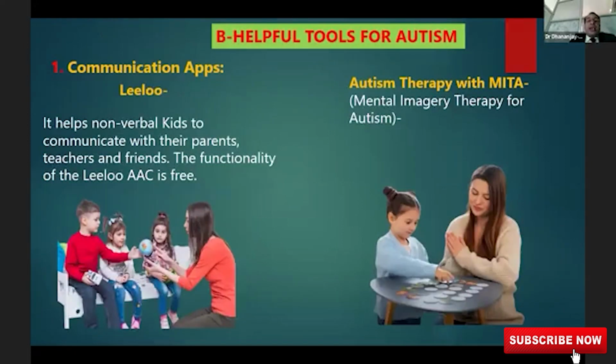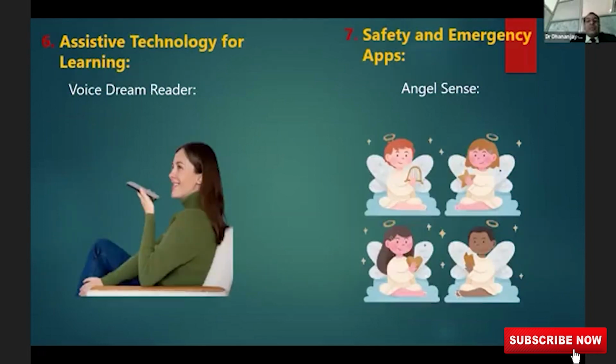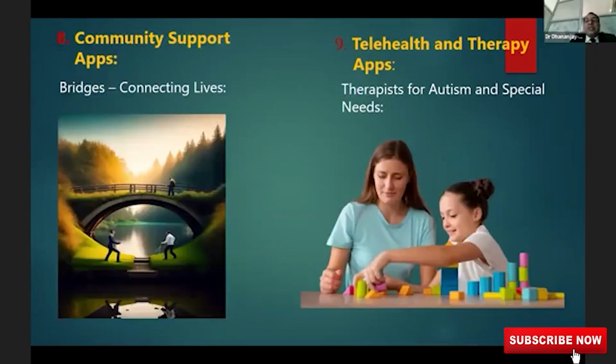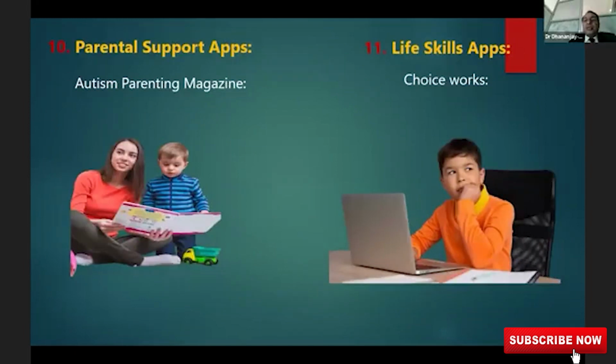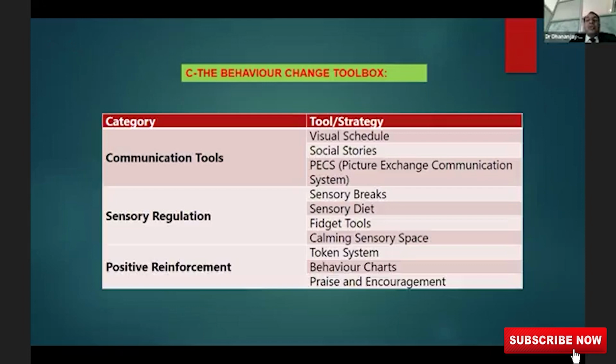What tools are required? Communication apps like Lilu, Autism Therapy with Meta, then social skills apps, sensory apps, educational apps, assistive technology, safety and emergency apps, communication, telehealth and teletherapy, parental support, life skill apps. These are the apps. Then what are the tools required for the management of an autistic child?